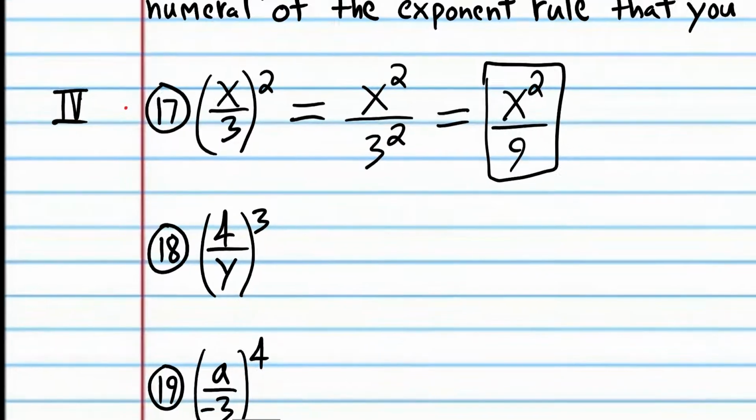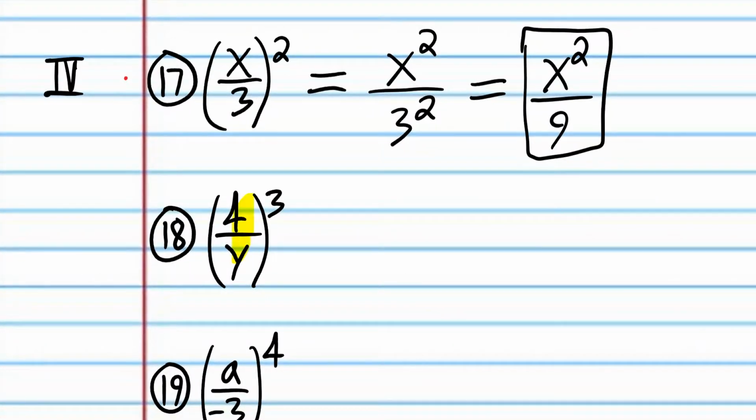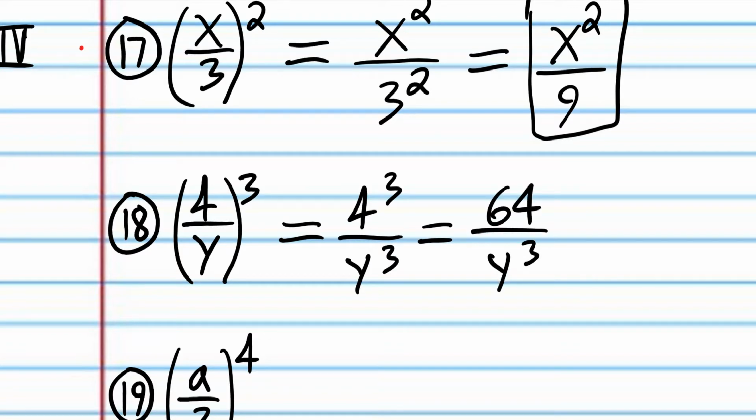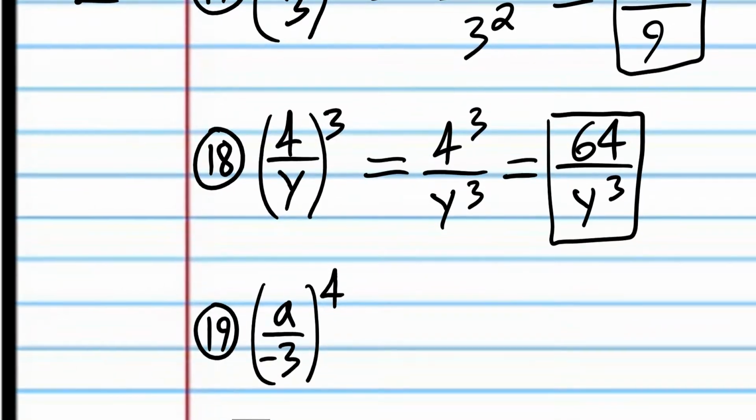So let's try another one of these. Again, you have a fraction inside and you're raising it to a power. And so we have 4 to the third power over y to the third power. 4 to the third power, that's 64. You can use a calculator if you don't believe me. And there you go. So that was, again, rule number 4.